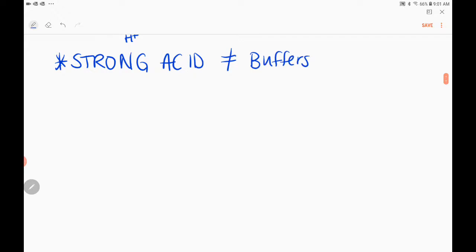So what are some examples of strong acids? HCl, HNO3, the first H of H2SO4. Let me think of a couple others. Maybe those guys are my favorite. I know HF is weak. There's not very many strong acids. Everything else is weak.